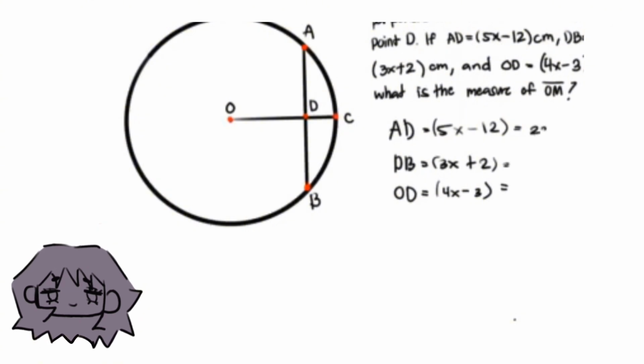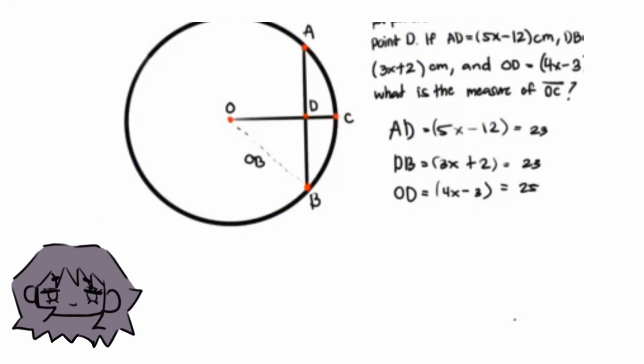So now, the question is, what is the measure of OM? Sorry, I think I meant OC. The question, what is the measure of OC? First step is we're going to be finding our OB, because the distance of OB is the same distance as OC. So we're going to be using the Pythagorean theorem.